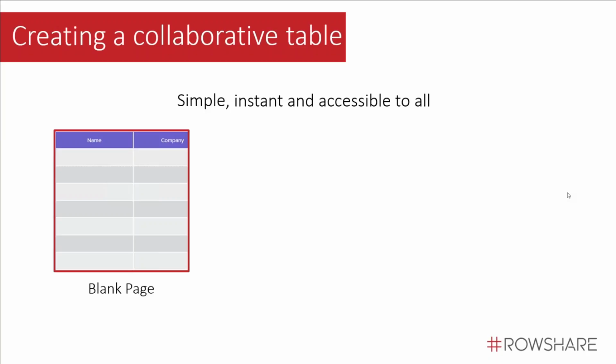So how do I create my collaborative table? Well, it's pretty simple. You go to RowShare, make an account, sign in, and you'll have 3 options available to you. If you know exactly what you're doing, what table you want to make, you can start from a blank page, totally from scratch, not a problem.